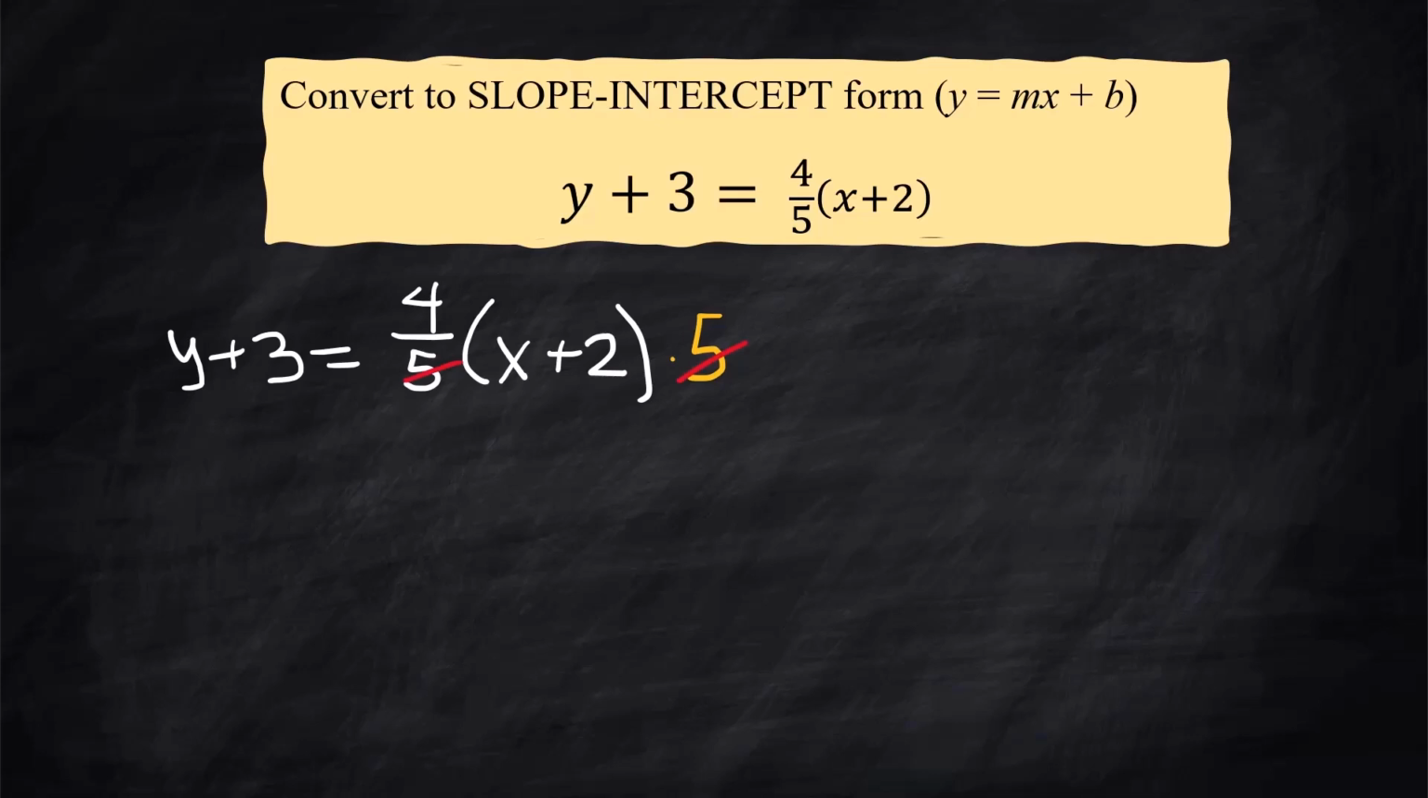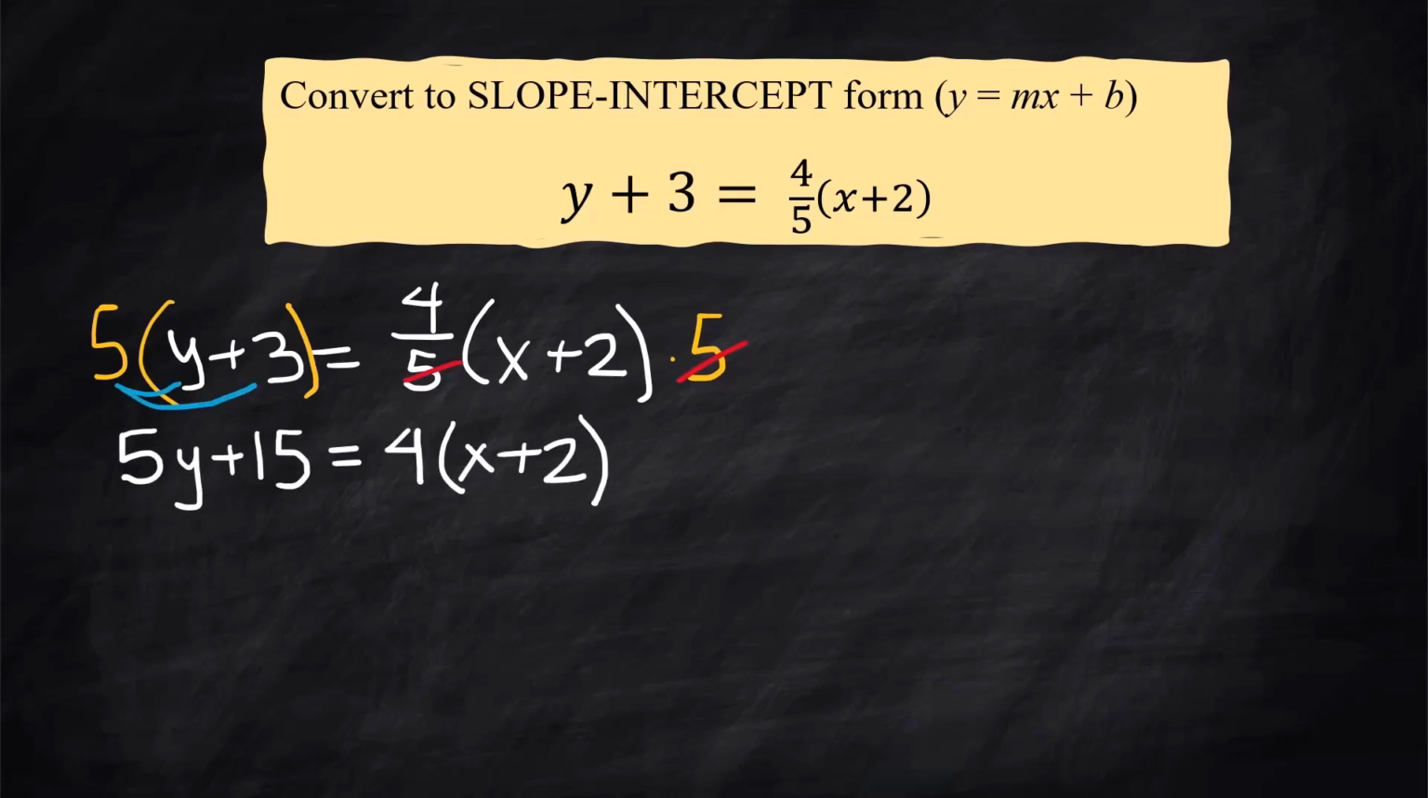Because I multiplied this side of the equation times 5, I have to multiply the other side of the equation times 5. So I do have to group up that y plus 3. Now the next line is going to include the distributive property on this side. We end up with 5y plus 15 equals, the 4 comes down as a whole number now because I killed that fraction. And we still have the x plus 2. So let's run another distributive property here. We get 5y plus 15 equals 4x plus 8.